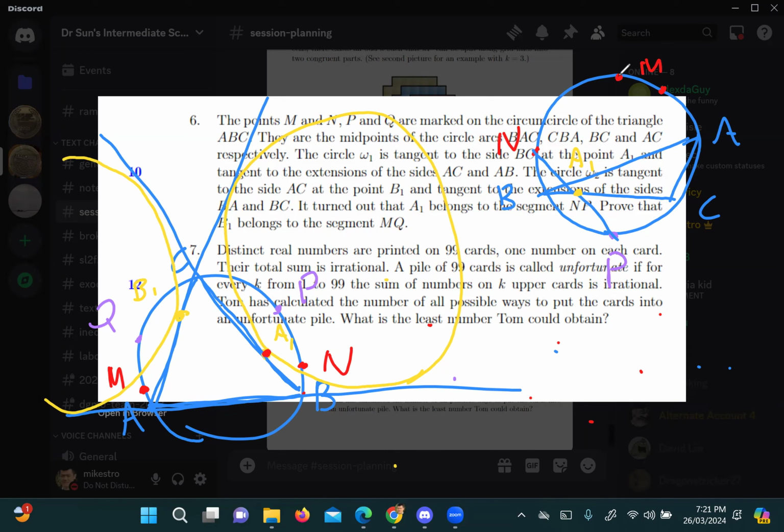The first thing to note is that with our setup, we get that QPMN is a rectangle. Because these are both diameters, because they're mid-arcs of opposite arcs. For example, M is a mid-arc of BAC, and P is the mid-arc of BC. So they're diametrically opposite. Similarly, N and Q are diametrically opposite.